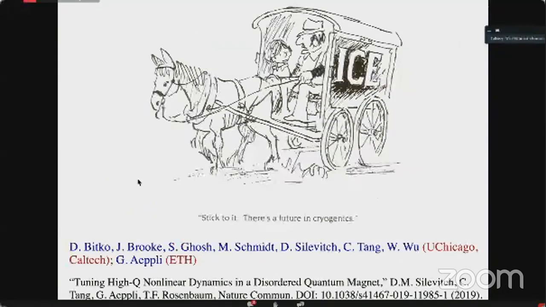So here, this is what I always tell my students, stick to it. There's a future in cryogenics. And this work has been done over the years with a number of very talented graduate students, David Bitko, Justin Brooks, Cy Ghosh, Michael Schmidt, Dan Silevitch, who's a research professor at Caltech now, and my current student, Chris Tang, Wenhao Wu, who's at Texas A&M, both when I was at UChicago, and I've been at Caltech now for 6 years. And all this work has been done with Gabe Aeppli at ETH.